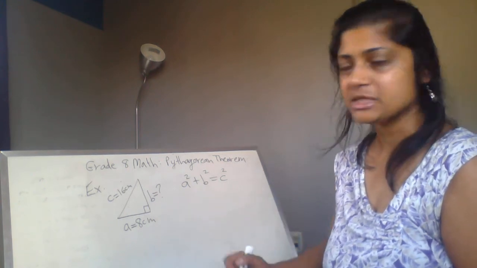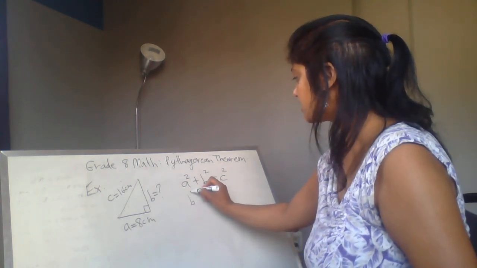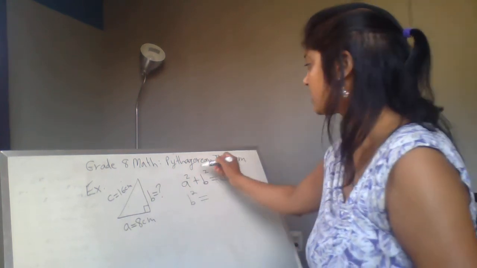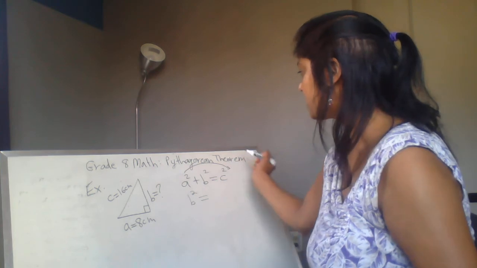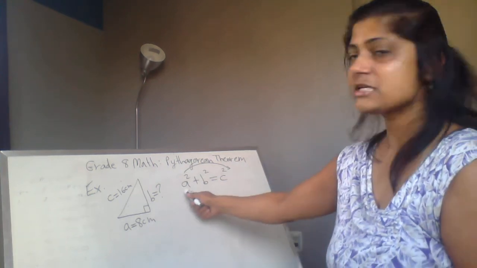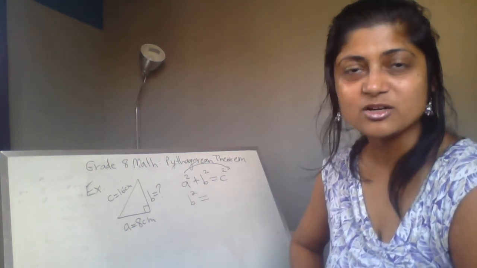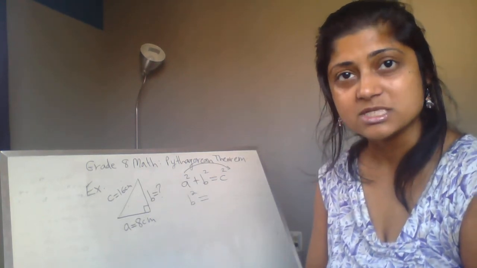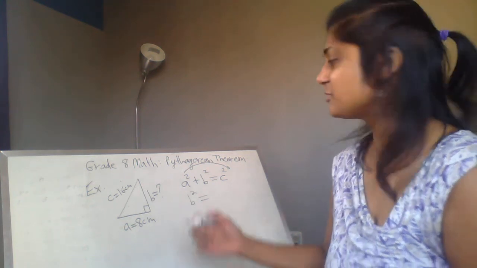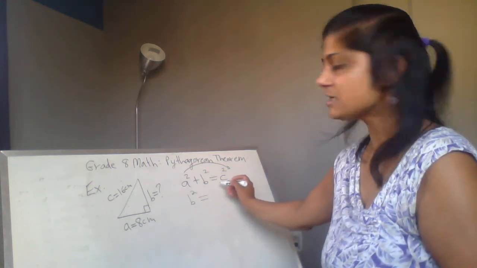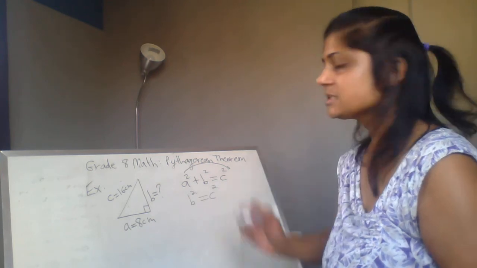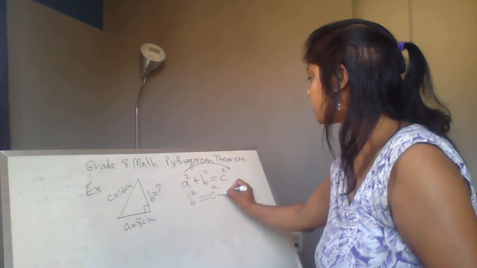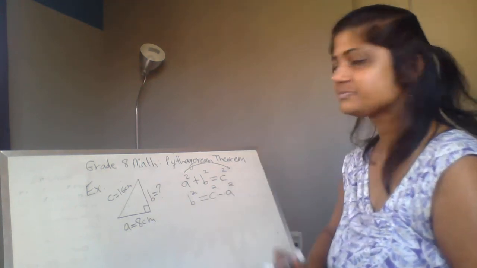I'm looking for B, so I'm going to keep the B on this side. I'm going to make an arrow to show you what I'm moving. I'm moving the A squared to the other side. I notice that the A squared is positive on the left side of the equal sign. When I take it to the right side of the equal sign, it's going to become negative. On the right side, I already have the C squared, and when I move over the A squared, it's going to become negative. So it'll be C squared minus A squared.